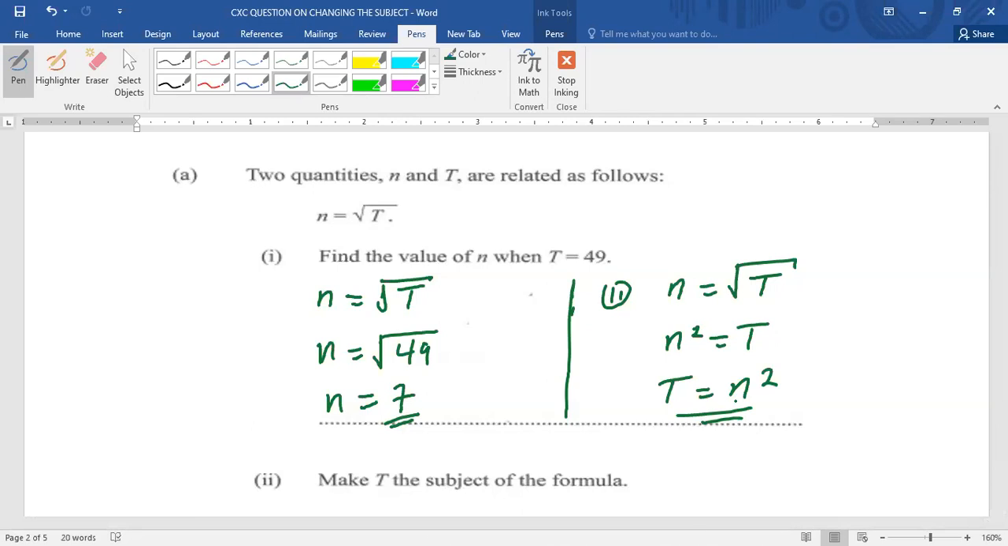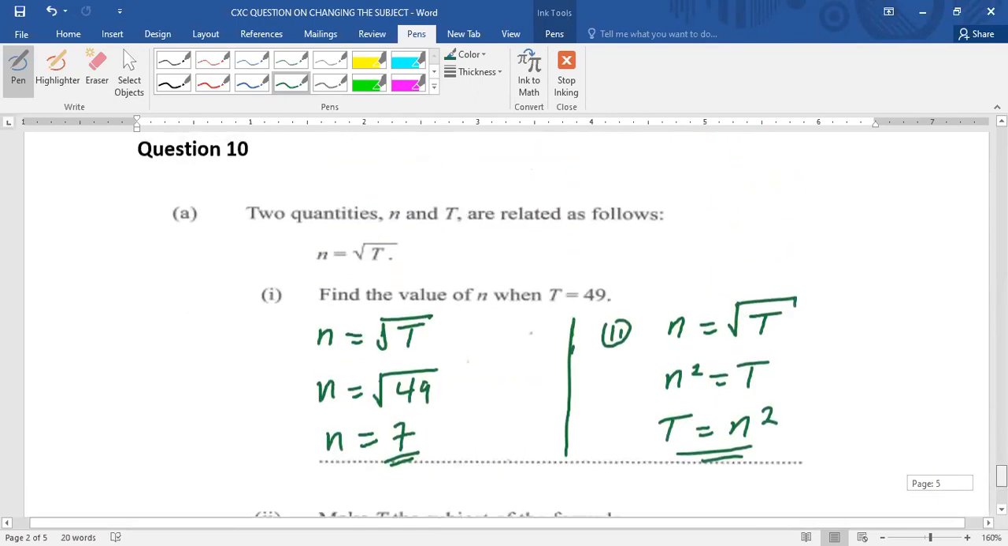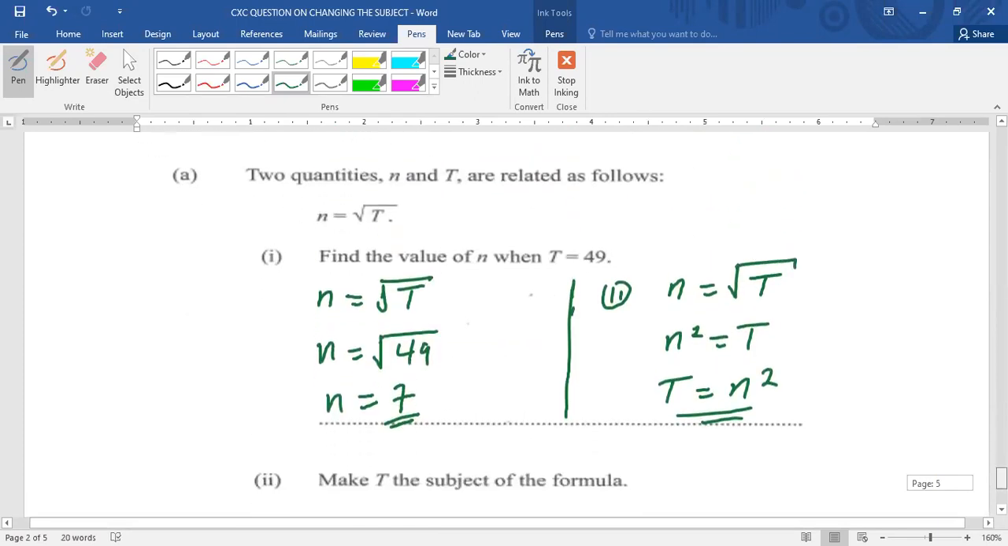All right. Are we clear on that? Yes, sir. Right. So we missed one question, I'm going to search for it. Right. We did that already. So they say make t the subject. Yeah, we just did that.